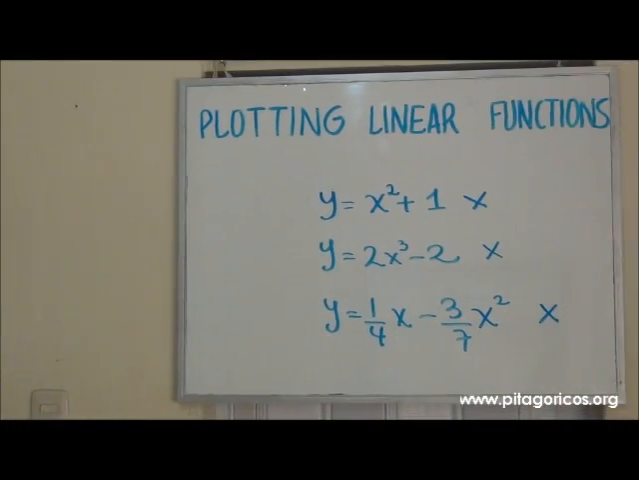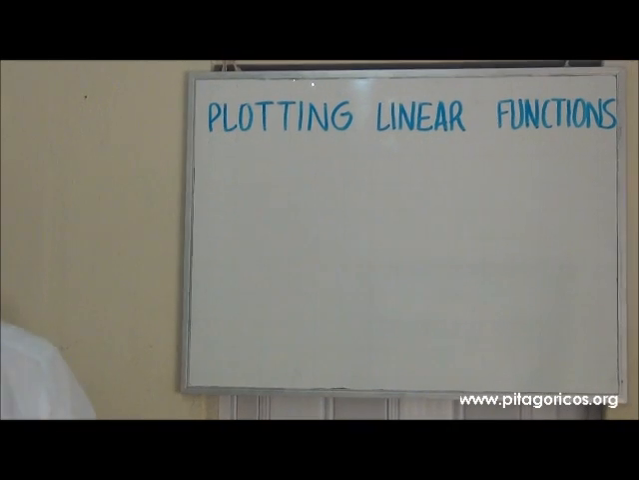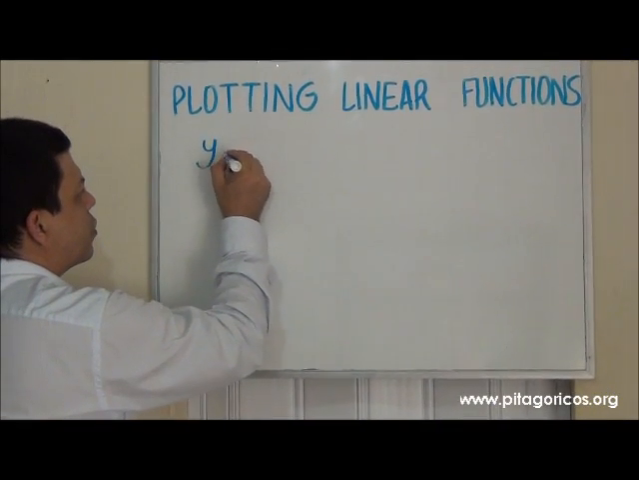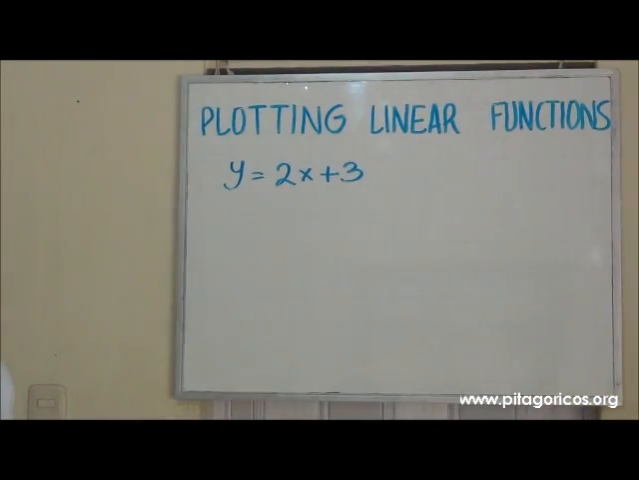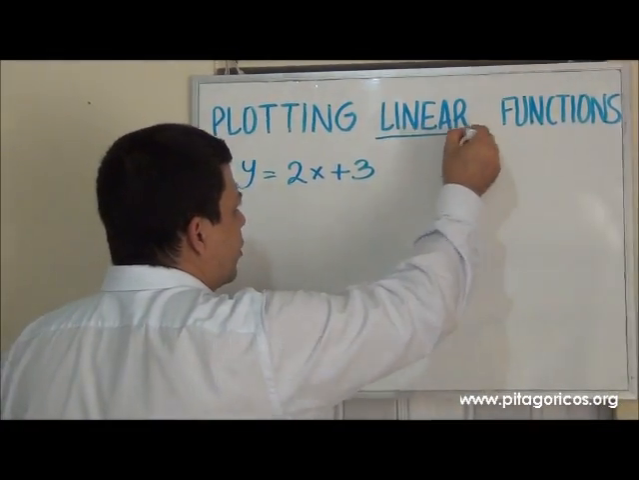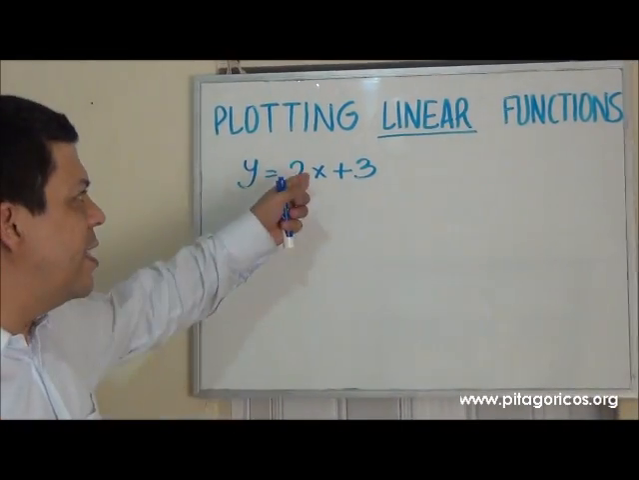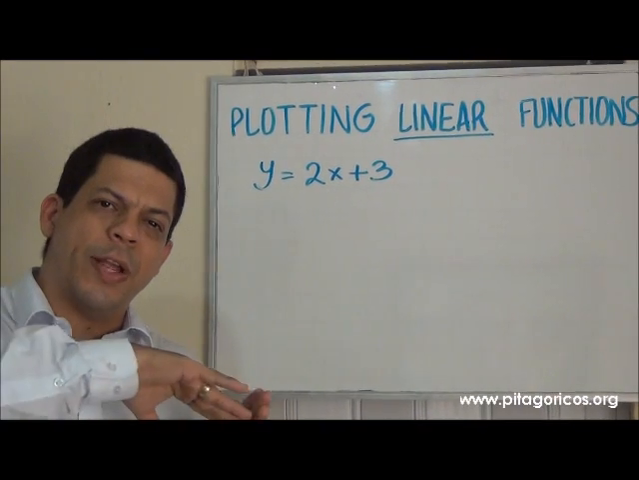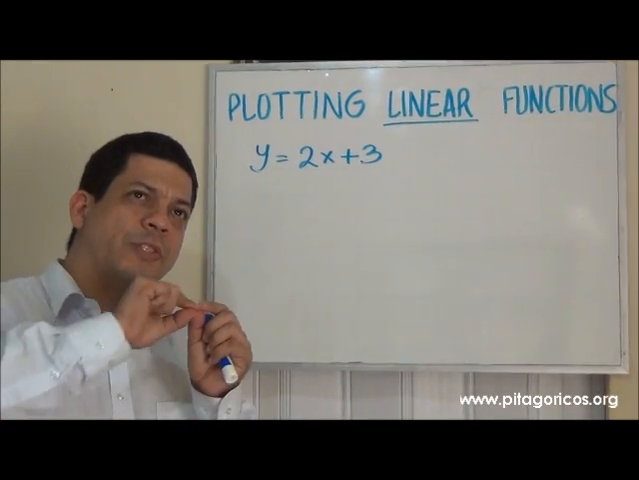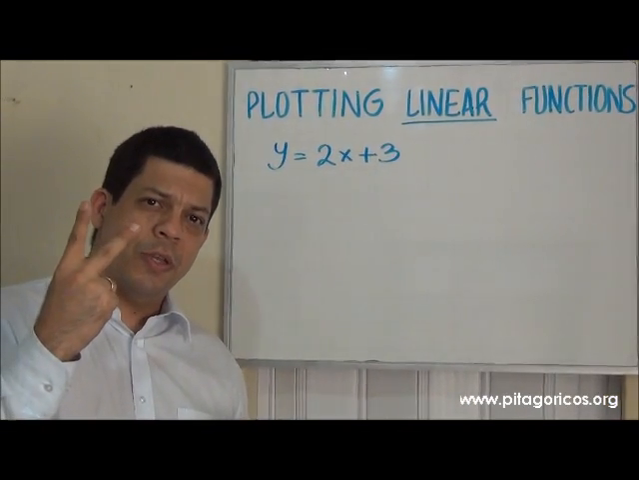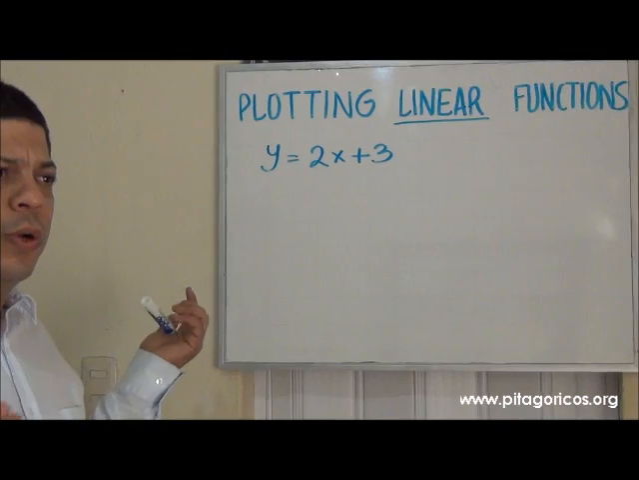So let's start. A very simple example would be something like this. Let's say that I have y equals 2x plus 3, and I need to plot this linear function. Because this is a linear function, you have to have very clear in your mind that linear functions always result in straight lines, completely straight. And because to graph a straight line you need at least 2 points, that is 2 coordinates in the Cartesian plane, that is what we're going to do.